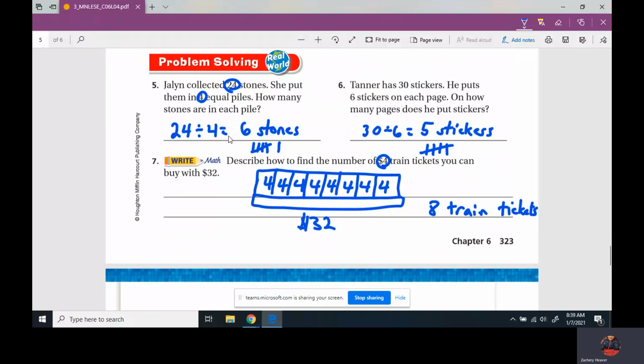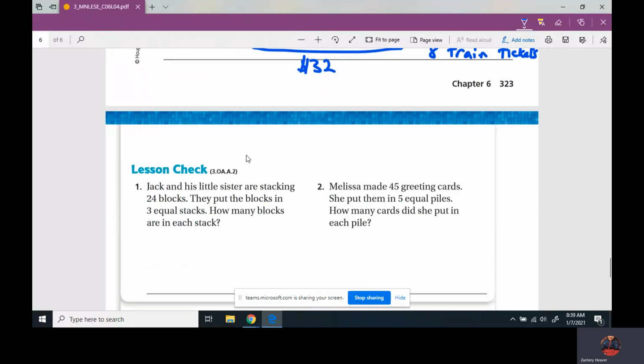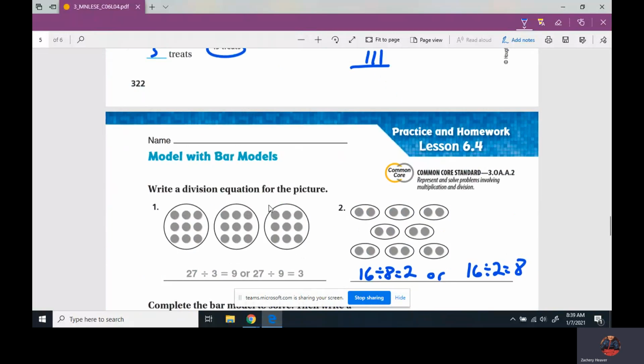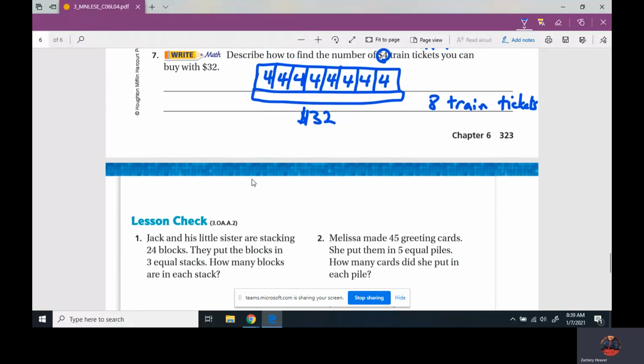8 train tickets. Remember, if you have to go back and look at this and pause, the YouTube version is going to be a little bit better.